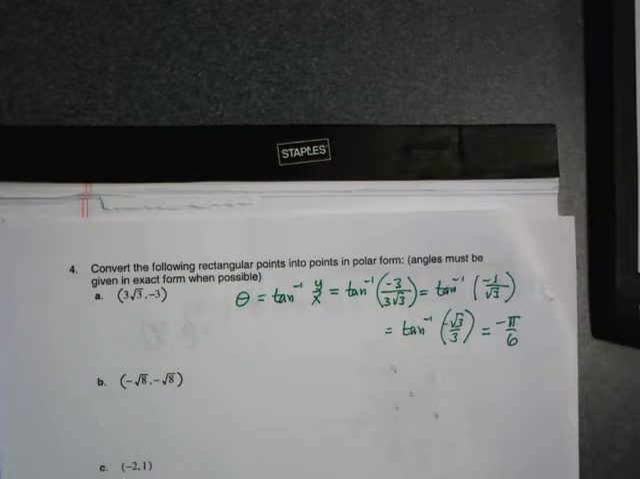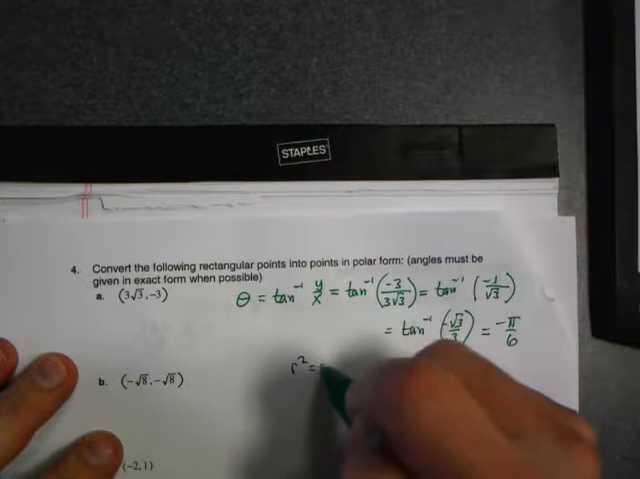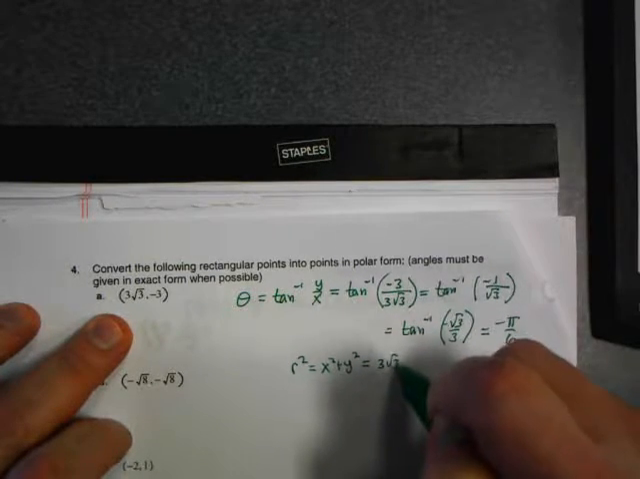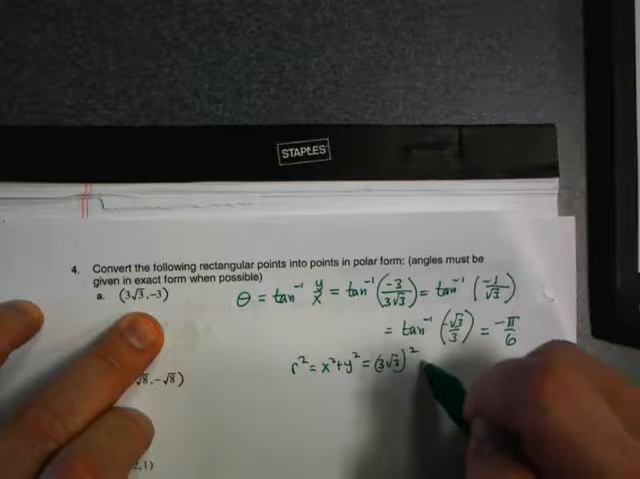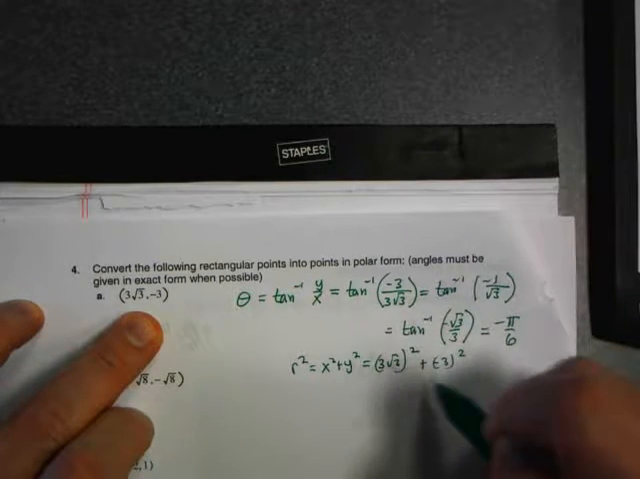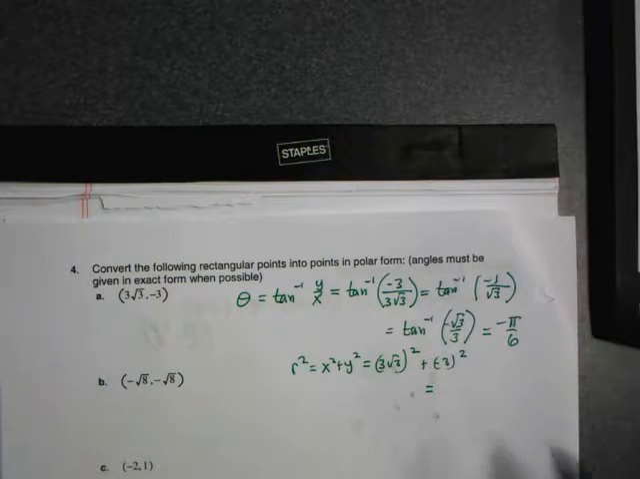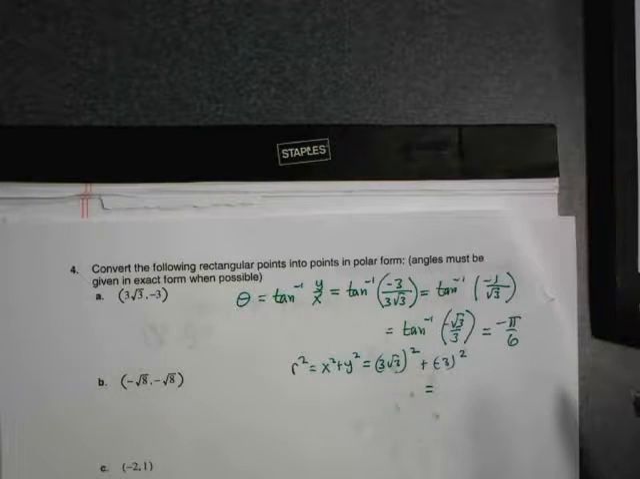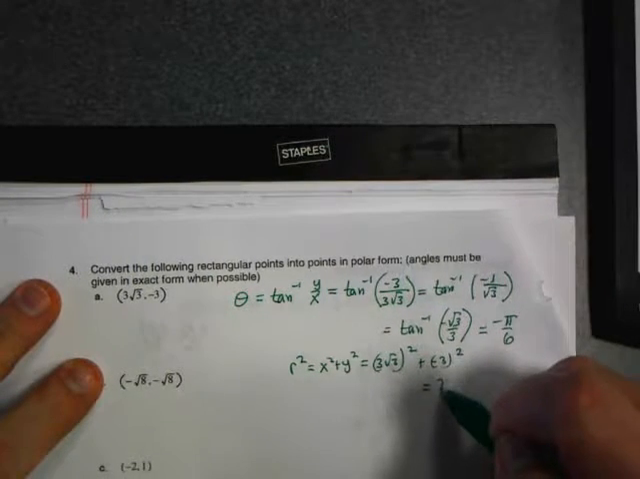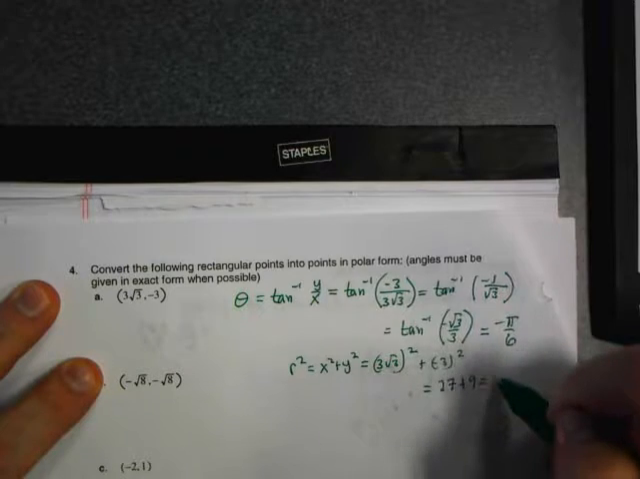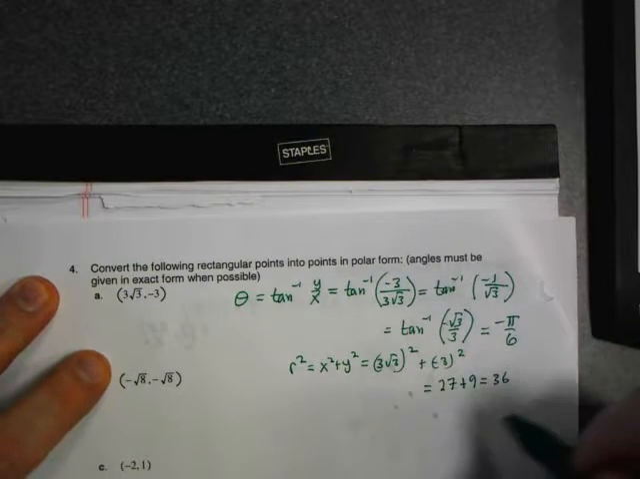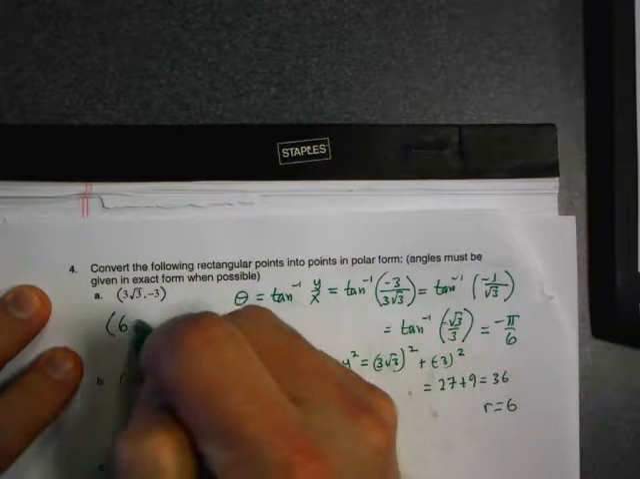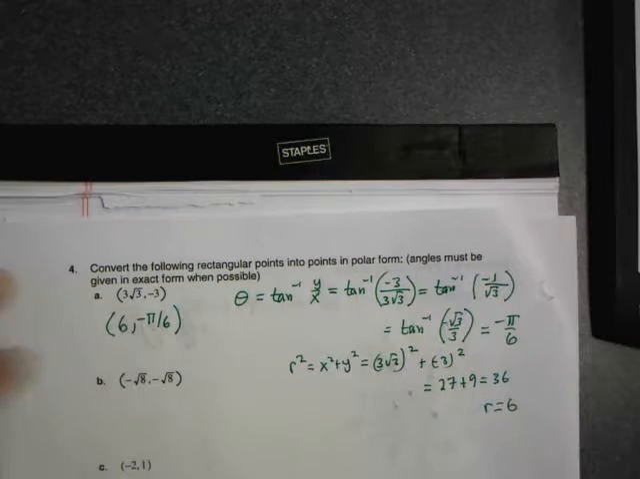And I'm going to find r. R squared is x squared plus y squared. So that's going to be 3 square roots of 3 squared plus negative 3 squared. What's 3 square roots of 3 squared? 9 times 3, which is 27, plus 9, which is 36. So r is 6. So in polar, this is the point 6, comma, negative pi over 6.